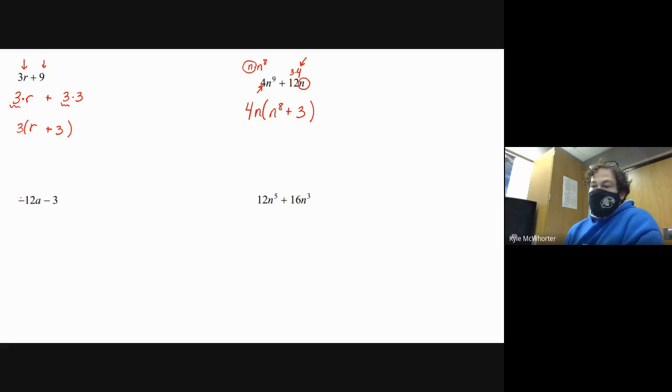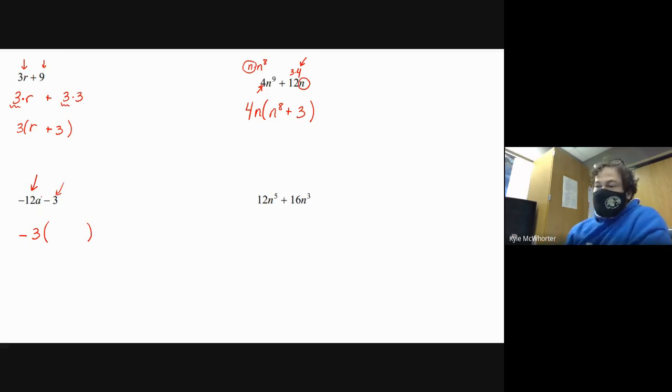As a general rule, if the first term is negative, you want to factor out the negative as well. So if we look at this, we've got negative 12 and a as factors in the first one, and negative 3 is the only thing in our second term here. So the only thing we could factor out is a 3, because that's the only factor in that term. But since the first term is negative, we're going to factor out a negative 3.